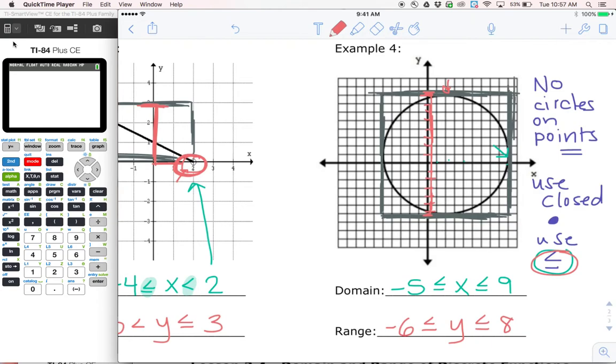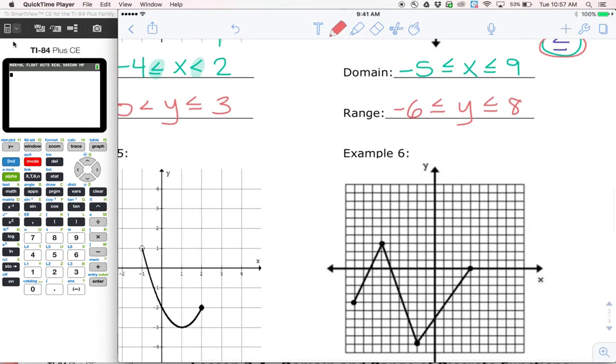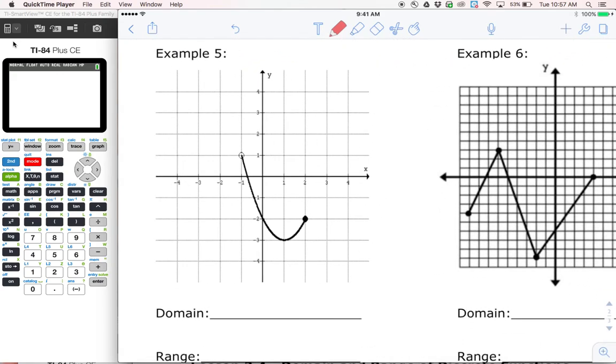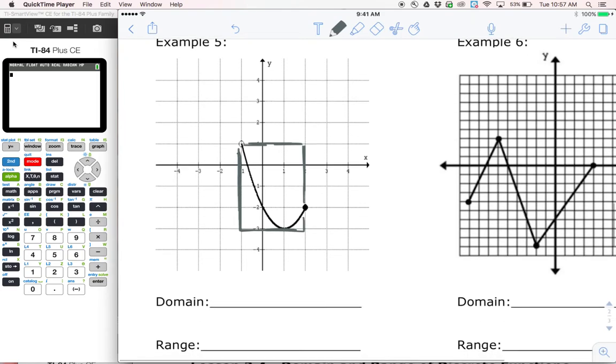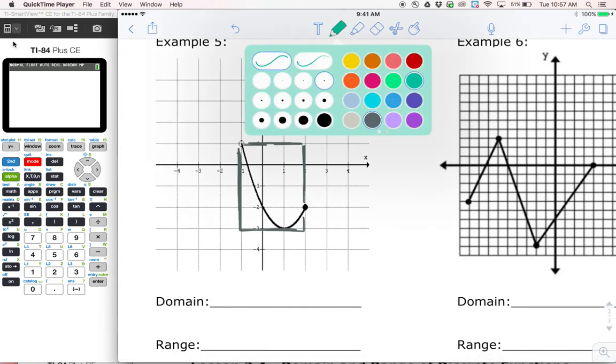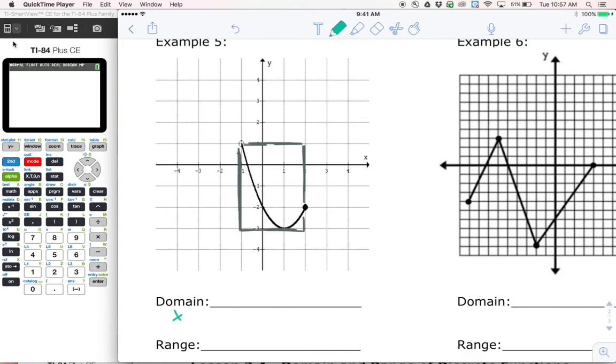Okay, example number 5. Here we go, example number 5. We are looking at another kind of strange graph, right? Let's draw a rectangle around it to frame it out so we can really see what we're working with here. Okay. It's not a circle or a line. It's kind of this weird shape. We'll talk more about it second semester. So let's look at our domain here first, our x values. Our x values go from here to here. All our x values are contained from the left to right, here to here.